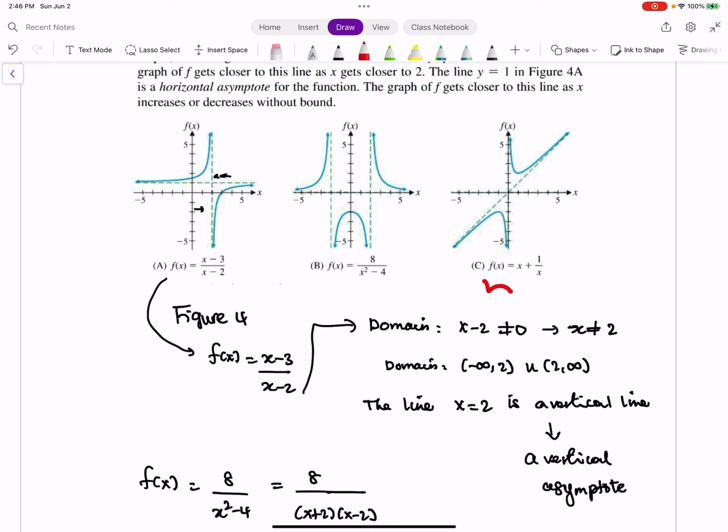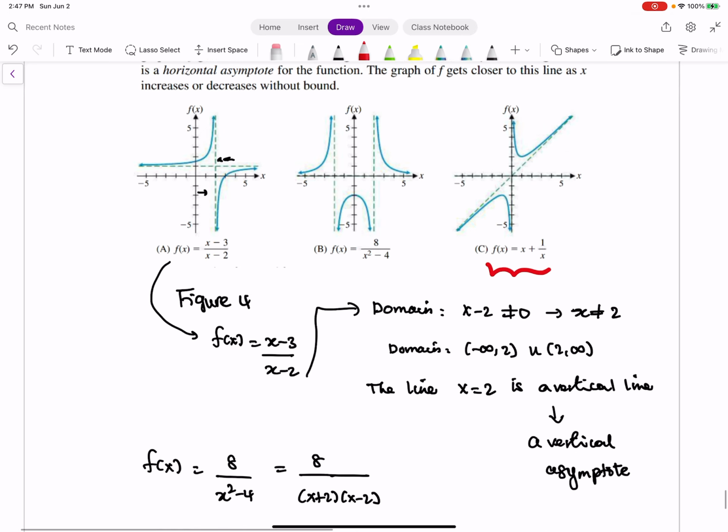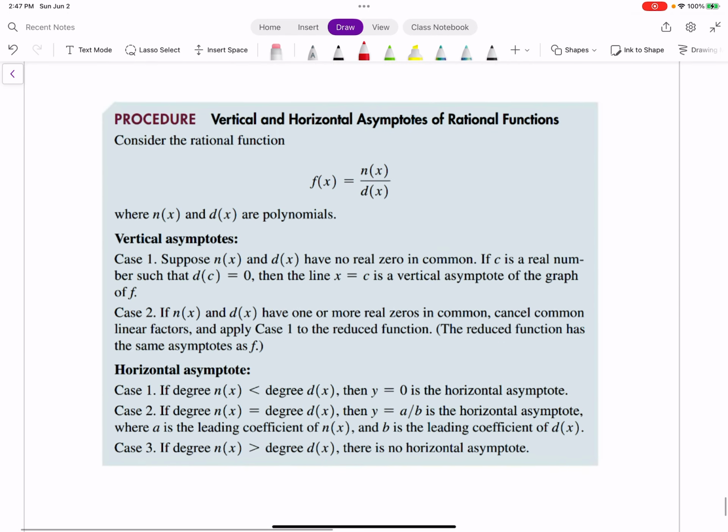This one is also a rational function: x squared plus 1 over x. In that case, there is a line y is equal to x, which is known as a slant asymptote, which is different from the vertical asymptote. So there are 3 rules to find the horizontal asymptote and the vertical asymptote, or whether the graph of a rational function has a slant asymptote. We'll see these procedures.